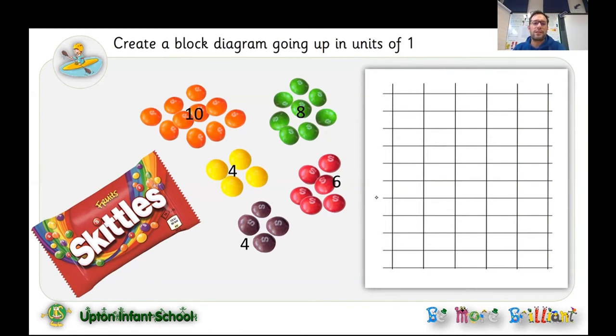And because 10 is my biggest number, I need to make sure that my lines go up to 10. And luckily enough, on my piece of paper, they do. So you need to check that before you draw it. So it says going up in units of 1. Let me just put my colours on first. So red, yellow, orange, purple, and green. And now, because we're going up in units of 1, I'm going to put my numbers up the side. 1, 2, 3, 4, 5, 6, 7, 8, 9, 10. And then I can start to colour in my blocks.